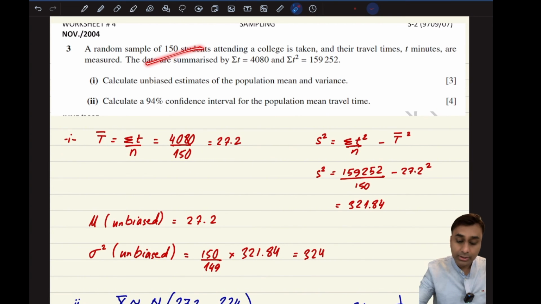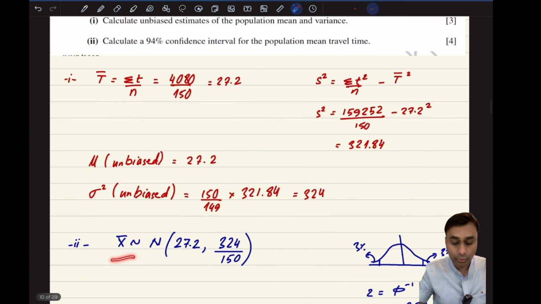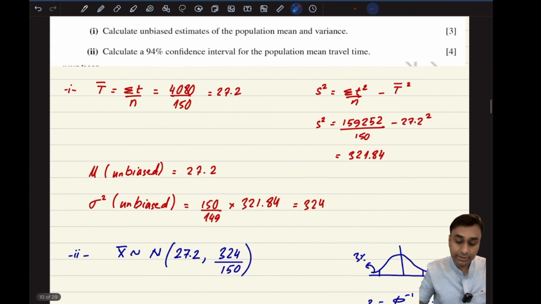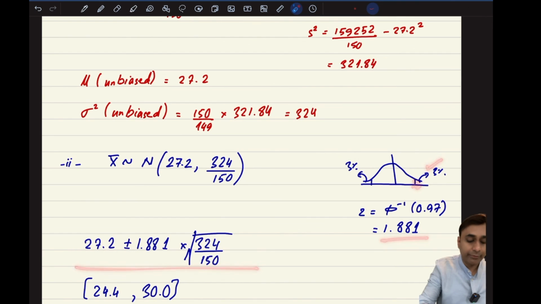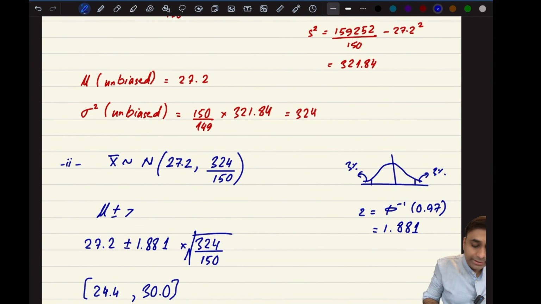Since n is large, x bar must follow a normal distribution. Variance would be 324 over 150, and once I've estimated these parameters, I write down the distribution of the sample mean, and then I have to calculate a 94% confidence interval. Central 94% means both tails should total 6%, each tail should be 3%, and I need to find phi inverse of 0.97. That comes out to be 1.881, and then it's a direct formula: mu plus minus z times the square root of sigma square over n.